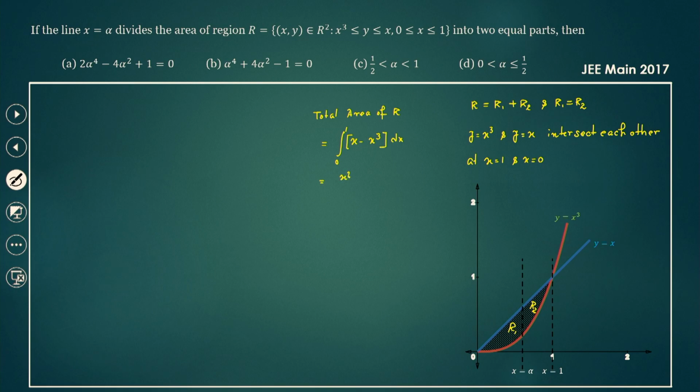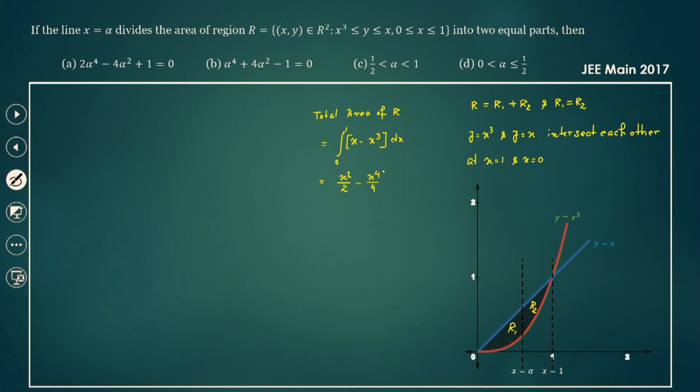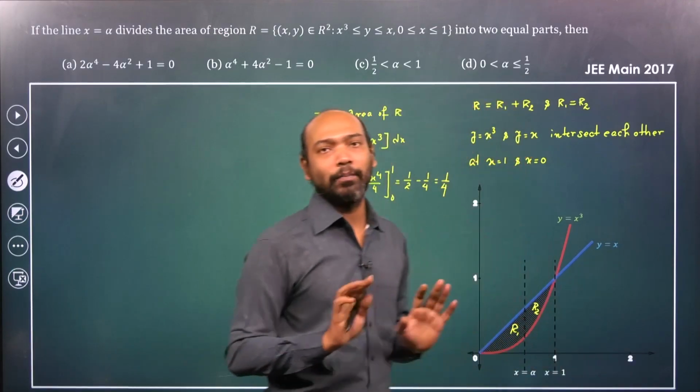So it gives you x square divided by 2 minus x to the power 4 divided by 4 in the limit 0 to 1. That means 1 by 2 minus 1 by 4, which gives me 1 by 4. So the area of the total region is 1 by 4, okay?